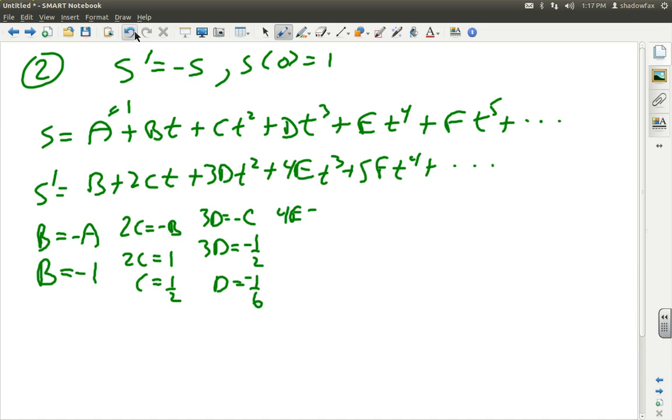4e equals the opposite of d. Let's do that again. 4e is the opposite of d. So the opposite of -1/6 is +1/6.